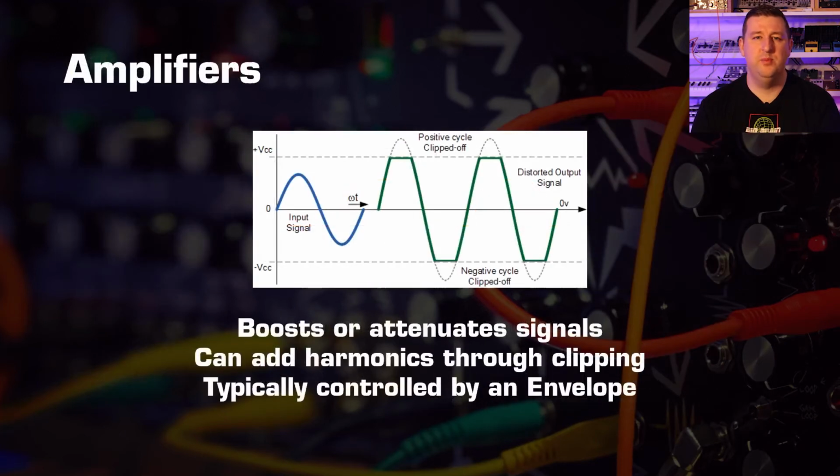These are typically used to boost or attenuate signals, but they can add harmonics through clipping or distortion. Usually these are controlled by envelope generators, which we'll get into in a future part.